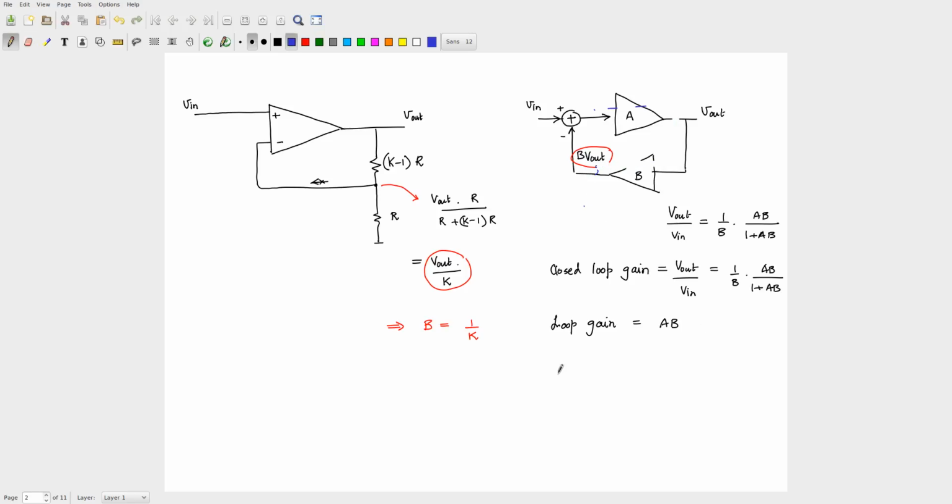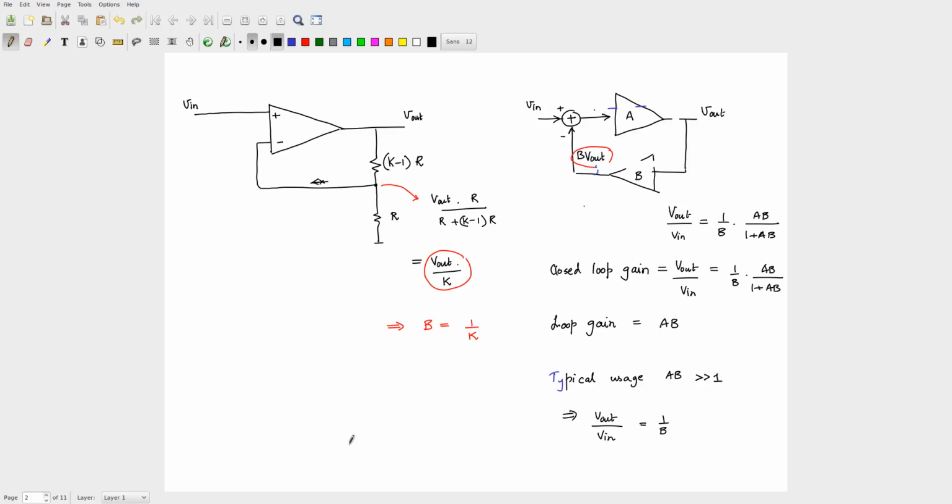Also we discussed that the typical usage would require AB to be much greater than 1, in which case your V out by V in is 1 by B. So your typical usage requires your loop gain to be much greater than 1.